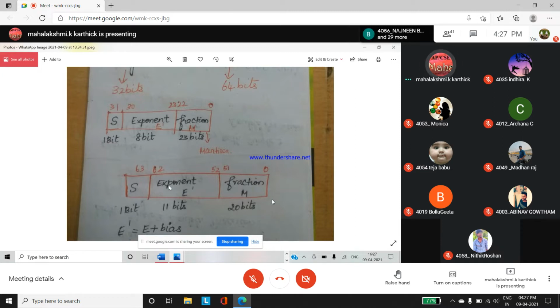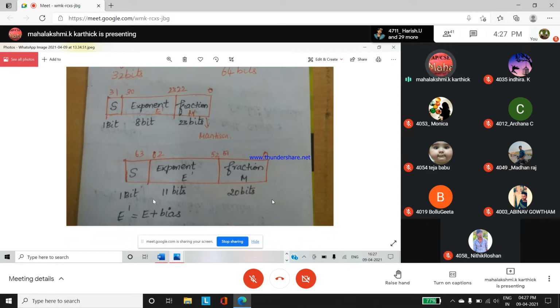For finding this value, the floating point value that is given to us will be large enough to be replaced within these bits. In that case, we have to do a concept called biasing. What is that biasing concept? I will explain. Just note down how we have to do biasing.